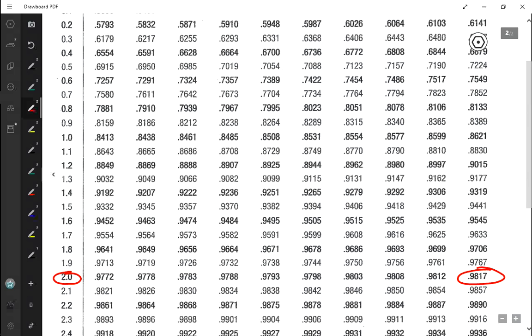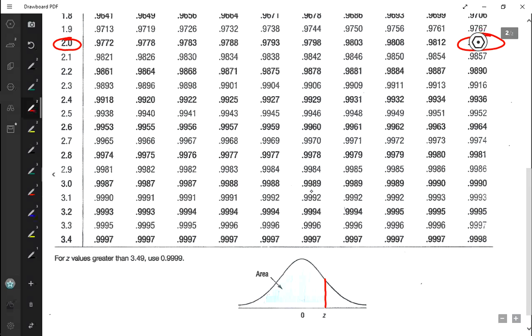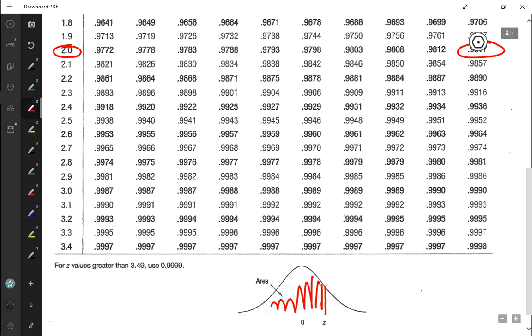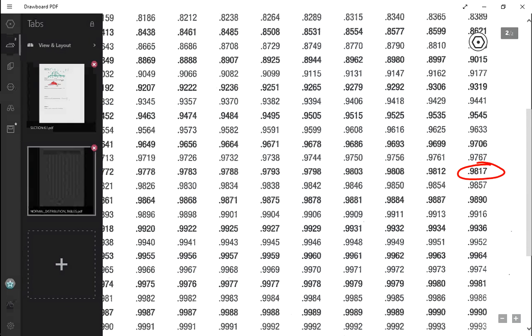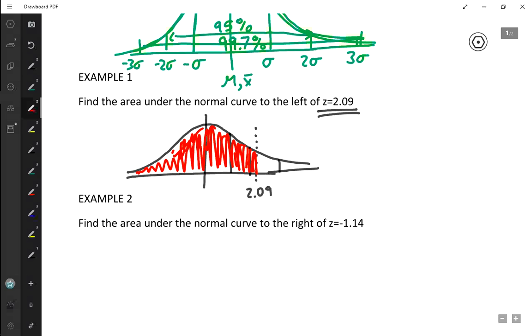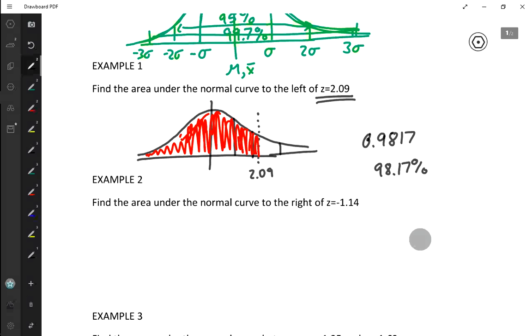So the area underneath the curve, again notice the shading, is to the left of whatever z-score is specified. So 0.9817. To answer this question, how much area is under the normal curve to the left of that? I believe we said that it was 0.9817. Or another way to say it is 98.17% of the area under the normal curve is to the left of 2.09. Okay. Let's do it again.